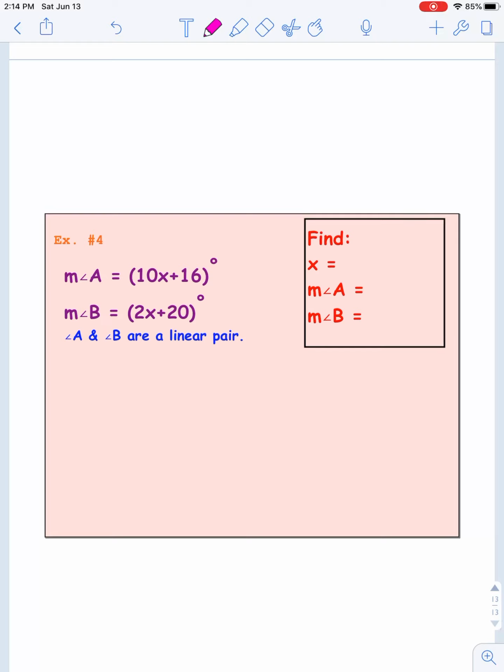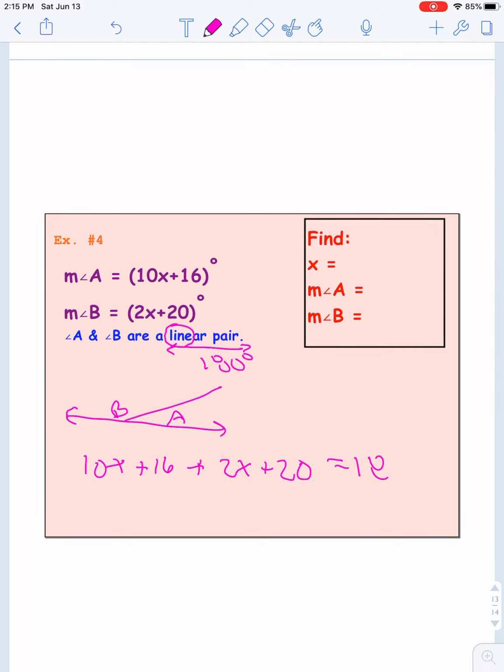Here's another one. Look at the clues. Now they are telling you that these angles are a linear pair. So remember, linear pair, it's a line. Okay, so it's a straight line. So it's 180 degrees. So that means the picture would look something like this. You'd have angle A and you'd have angle B. Now that might not fit the problem, but that's just what's going on. So what you're going to do is take the two angles, add them together, and set them equal to 180. So why don't you see if you can finish solving the algebra piece on this one?